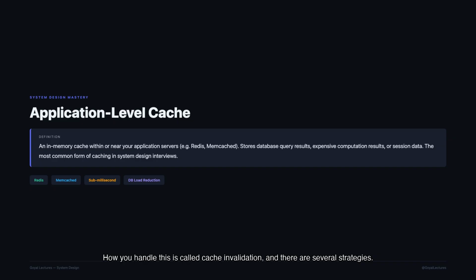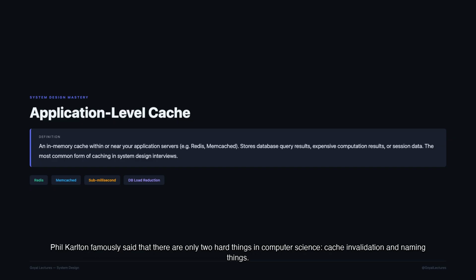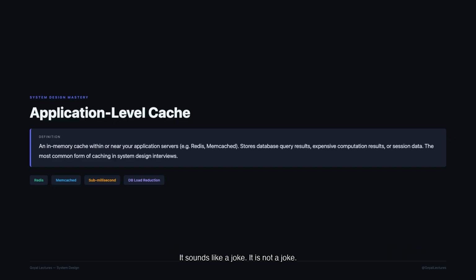Phil Carlton famously said that there are only two hard things in computer science: cache invalidation and naming things. It sounds like a joke. It is not a joke. Cache invalidation is genuinely hard at scale, and the failure modes are subtle and insidious.